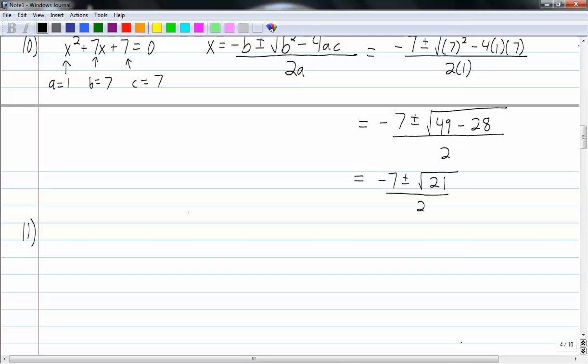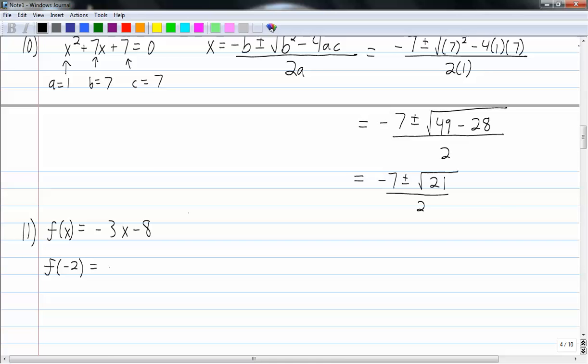All right, number 11, evaluate the function at the given value of the independent variable and simplify. So f of x equals negative 3x minus 8, and we want to find f of negative 2. So that means plug a negative 2 in everywhere where there's an x.